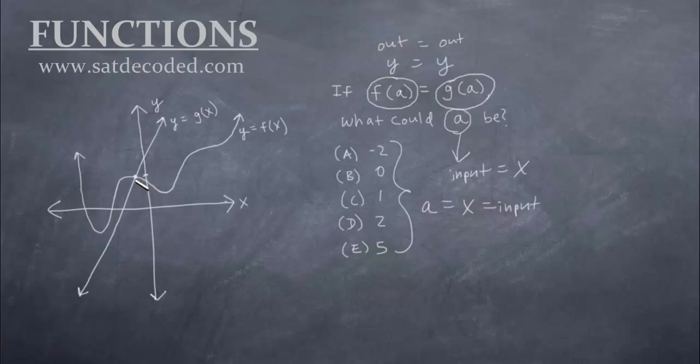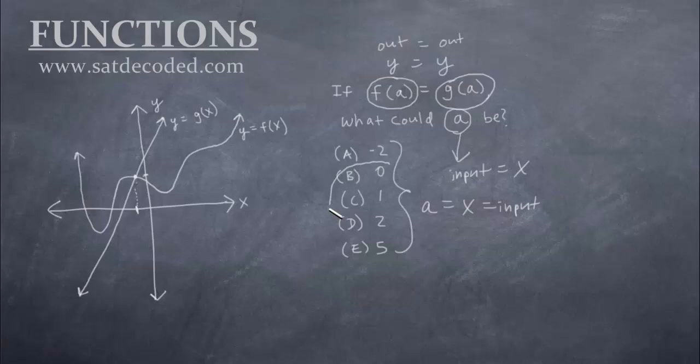So right here is the point of intersection when y equals y, when output equals output. So let's look at the corresponding input. It's going to be whatever this is down here. Since there's no tick marks, I can't be sure exactly what that is. But here's where looking at the answers can help us out. We have -2, 0, 1, 2, and 5.